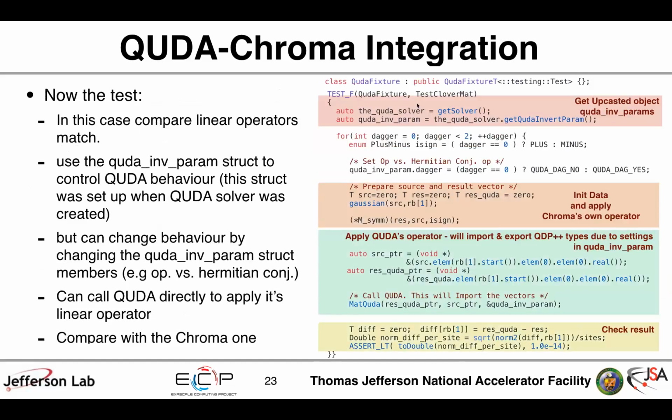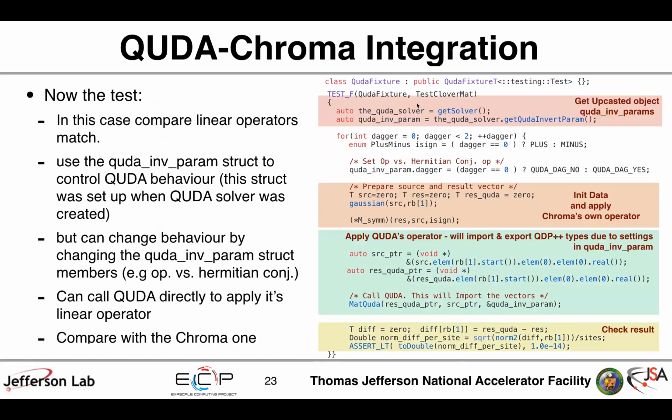So the test I want to do here is I want to make sure that a particular linear operator I have in Chroma is the same as the one in QUDA, because that's kind of a first step. If the linear operators are different, the solvers will do different things. So I want to just make sure that QUDA and Chroma agree on what the linear operator is in this instance. And the way I do it is similar to before.